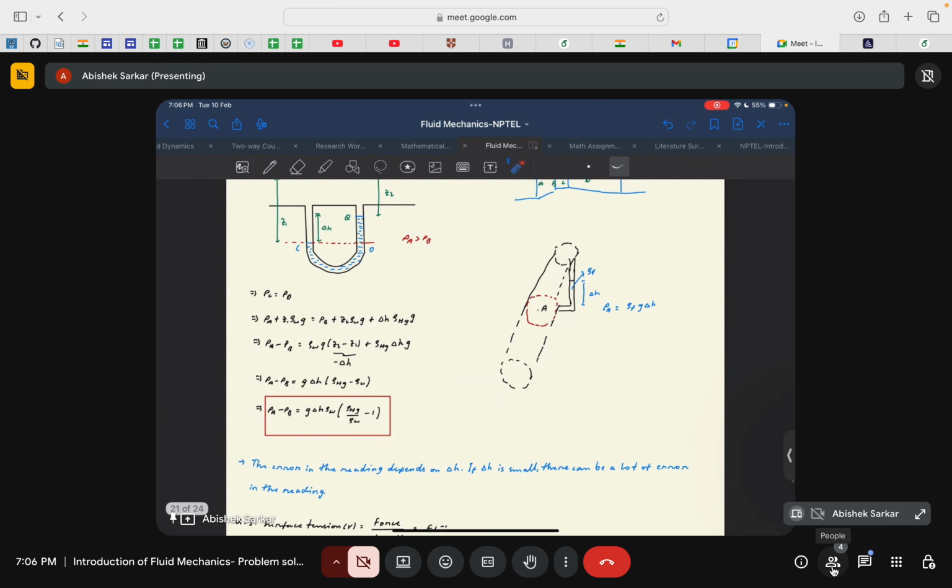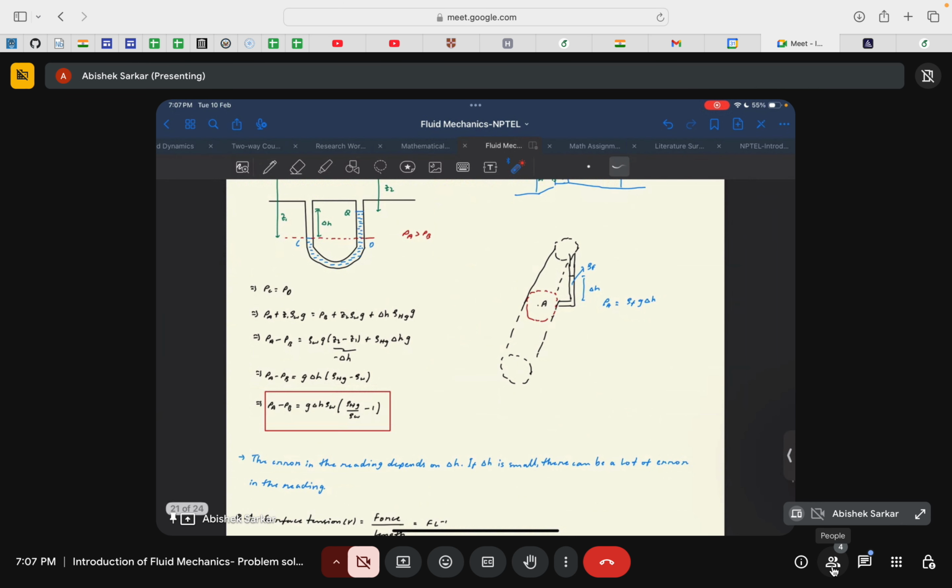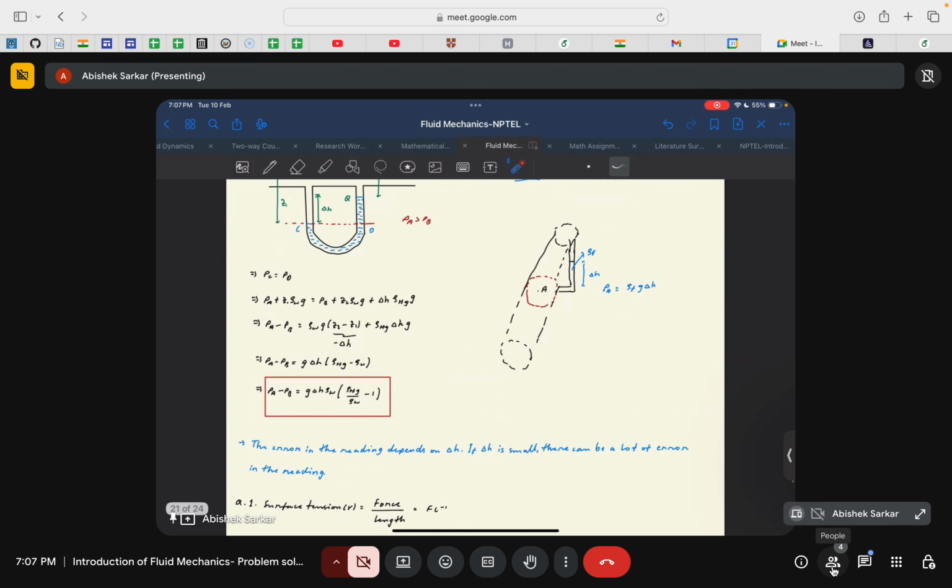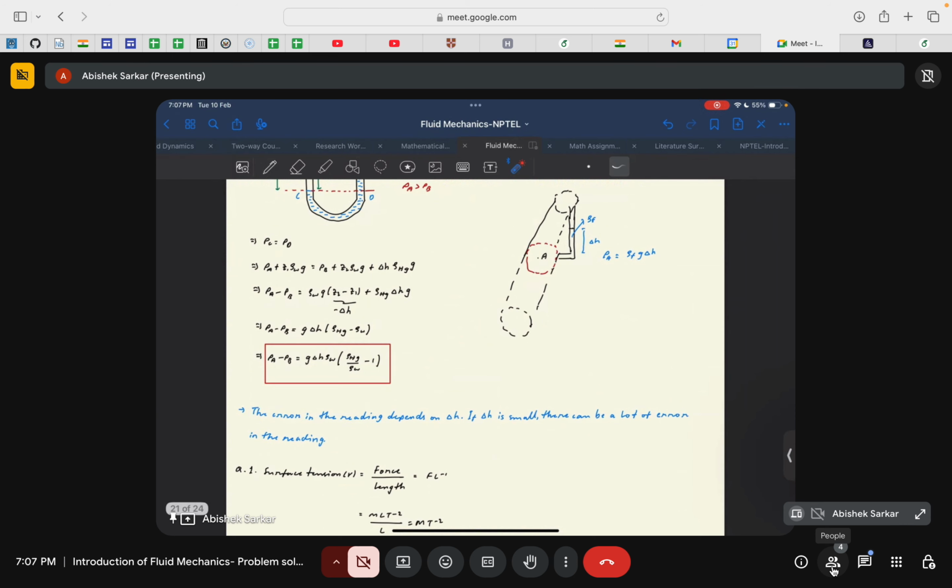Now Z2 minus Z1 is minus delta H, from this diagram. So we will have PA minus PB equal to G times delta H times rho Hg minus rho W. If you simplify further, you can write PA minus PB equal to rho W G times delta H times rho Hg divided by rho W minus 1. Again, it's a very simple expression, a very simple concept. We will take one example today where we will apply the same, and let us see whether you are well versed with it or not.